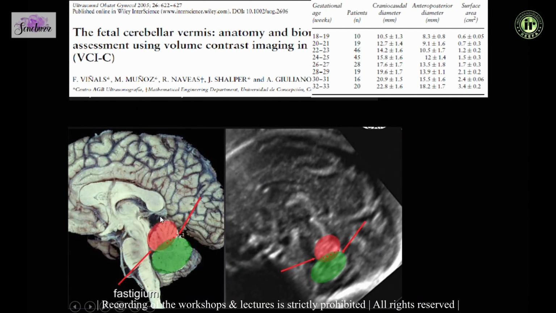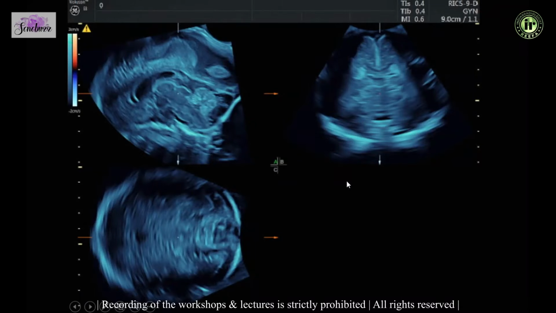And of course, we also measure the vermis in both superior-inferior dimension and AP dimension, and we can measure the area and relate it to the head circumference. There are charts available, and you can see all the fissures of the vermis. So this imaging is done from the posterior cranial fossa, and you can see the midbrain, the pons, and the medulla oblongata. So you have both the midbrain and the cerebellum.